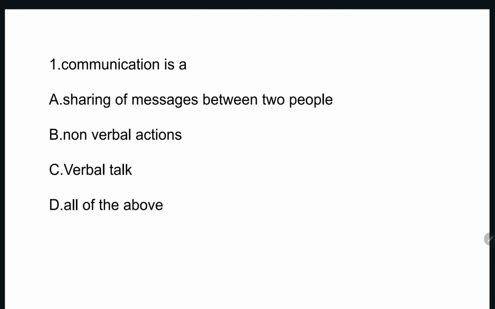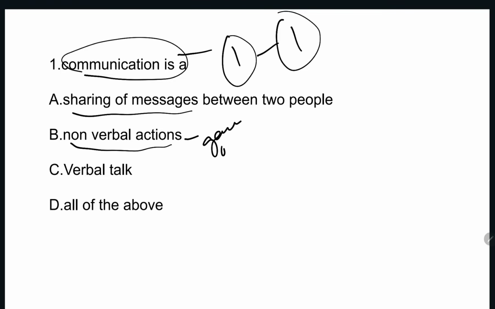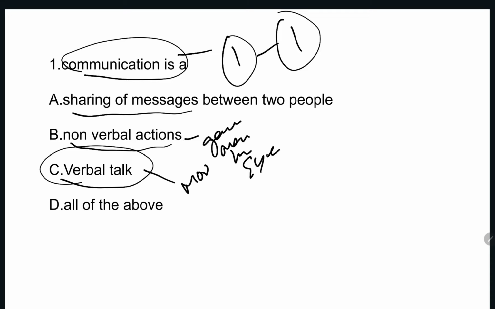Why? Because communication is nothing but interacting between two people. Okay. So here we are sharing the messages, and non-verbal communication is nothing but gestures or movements, hand movements, eye movements, all this, and verbal talk by the mouth.